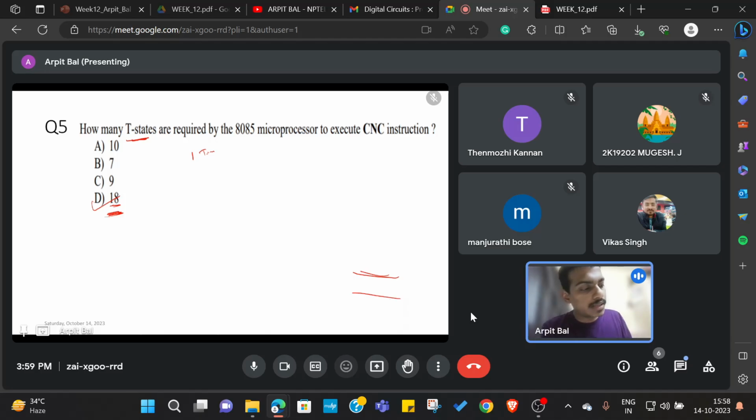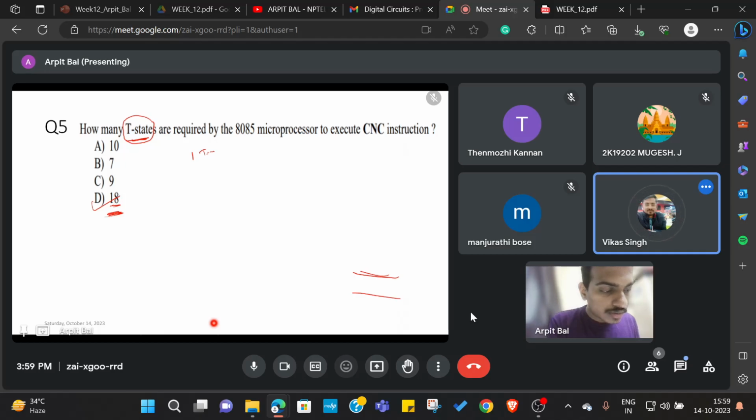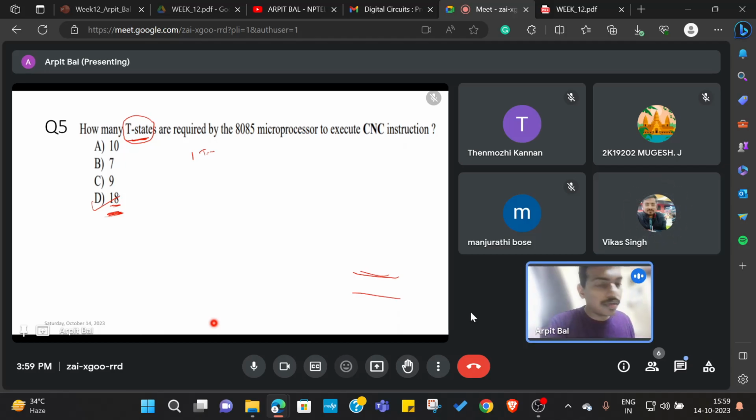But in the next session I am going to do one thing: for each instruction, how can we estimate the number of T states for that particular instruction. So I'll try to come up with an answer for this question in the next session. On the 21st, I am going to conduct one more session to revise whatever we have studied so far. In that I'll try to answer this question, that for a given instruction, how to figure out the number of T states.